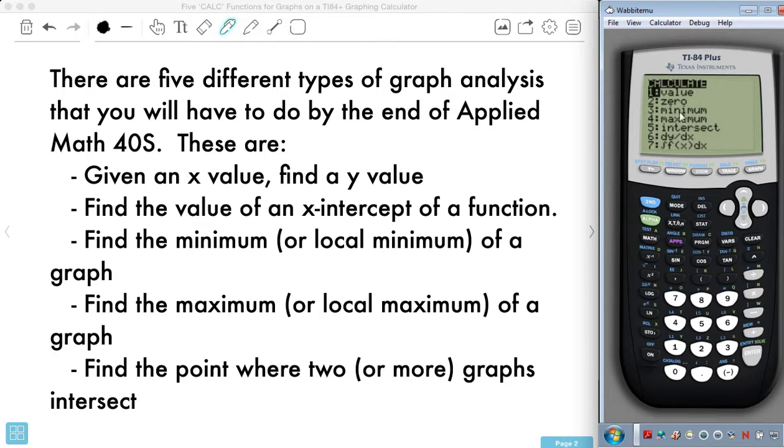The second one, which says 0, is used to calculate the x-intercept of a function. Minimum and maximum both are used to find either a minimum or a maximum, or a local minimum or maximum on a graph. And the last one, intersect, is to find the point where 2 or more graphs intersect. In this video we'll walk through all 5 of these and how they work and how you have to use the calculator to get them to work.